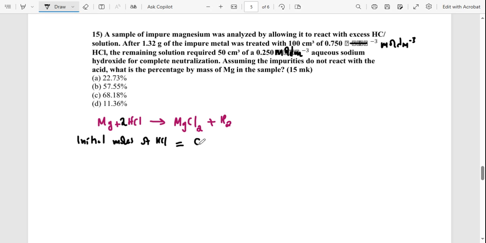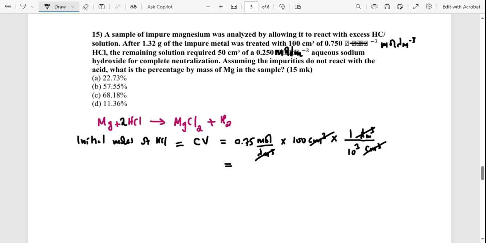So how do you find moles? Moles is concentration times volume. The concentration is 0.75 mole per cubic decimeter. The volume is 100, but this is cubic centimeters. We need to convert this volume to cubic decimeters, and how you do that is by multiplying by 1 decimeter cubed over 1000 centimeter cubed. You can see the units will cancel, decimeter cubed cancels decimeter cubed, centimeter cubed cancels centimeter cubed. Our answer will just be in moles.